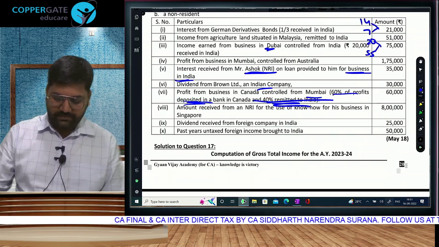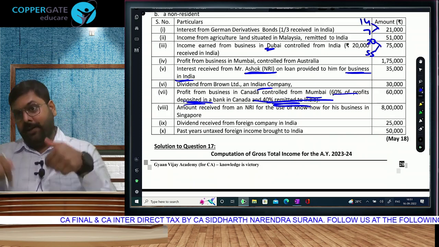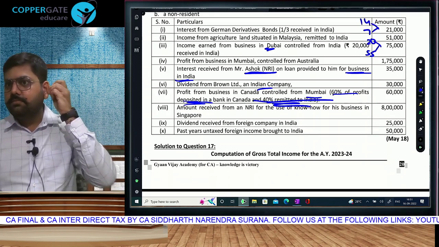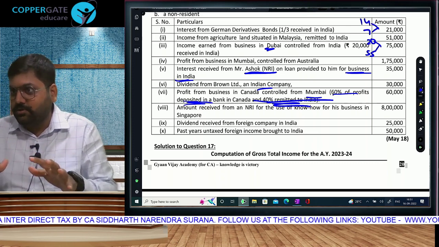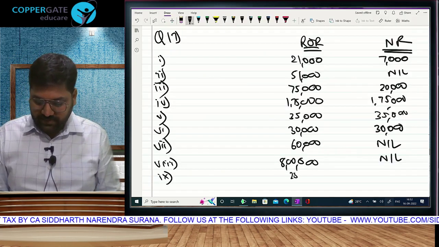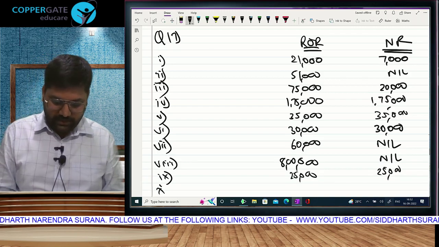Next. Dividend received from foreign company in India. Company foreign है, payment India में. Indian income. If received in India, then we are not interested in that deemed Indian and all that also. So which column may we will write 25? Both columns we will write 25,000. Very good.